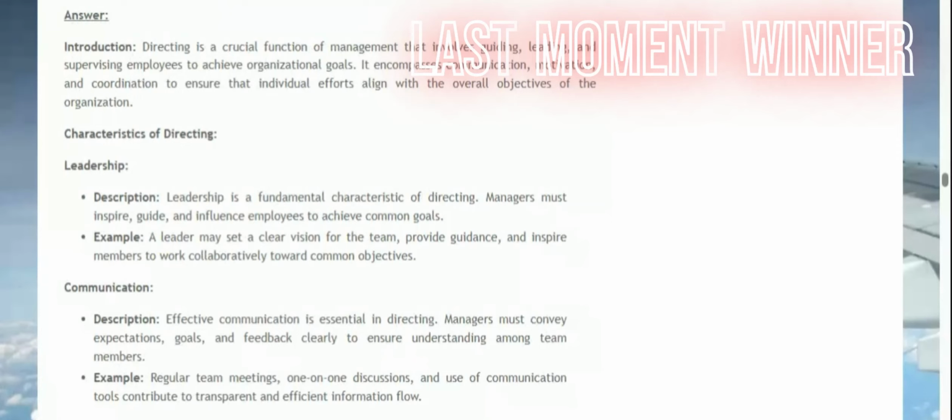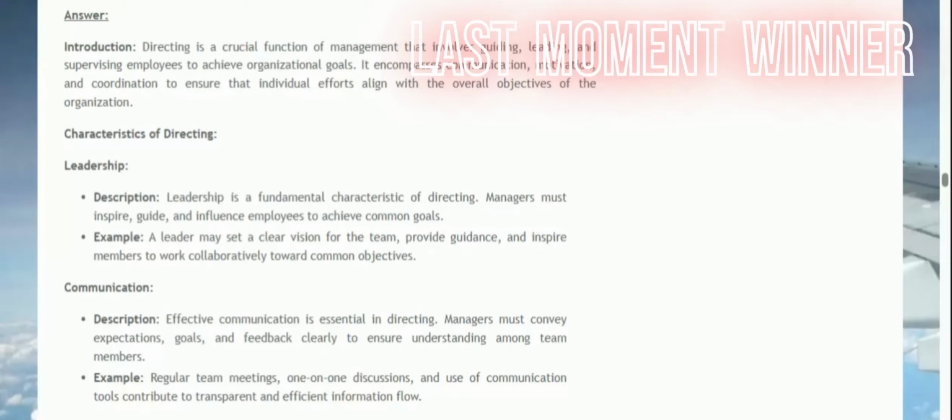Characteristics of directing. Leadership. Description: leadership is a fundamental characteristic of directing. Managers must inspire, guide, and influence employees to achieve common goals. Example: a leader may set a clear vision for the team, provide guidance, and inspire members to work collaboratively toward common objectives. Communication. Description: effective communication is essential in directing.